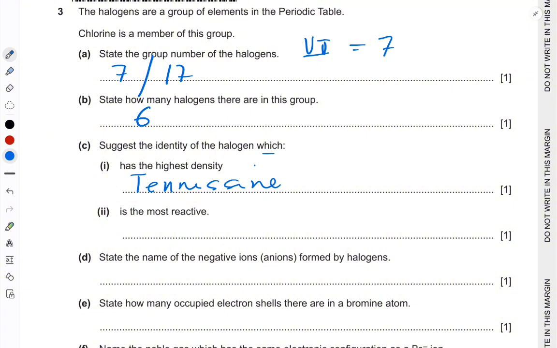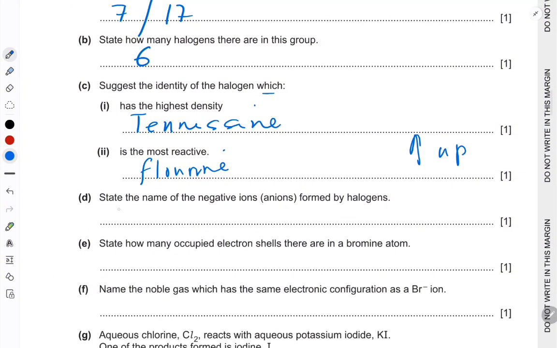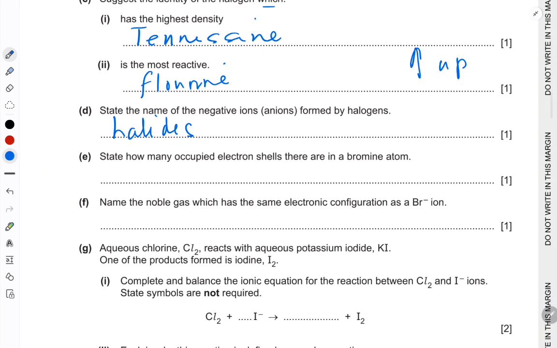Which is the most reactive? Reactivity increases as you go up. As you go up, reactivity increases. So your answer will be the topmost, which is your fluorine. State the name of the negative ions. These are called halides. Okay, halogens once reacted, like chlorine is a halogen, chloride is a halide.